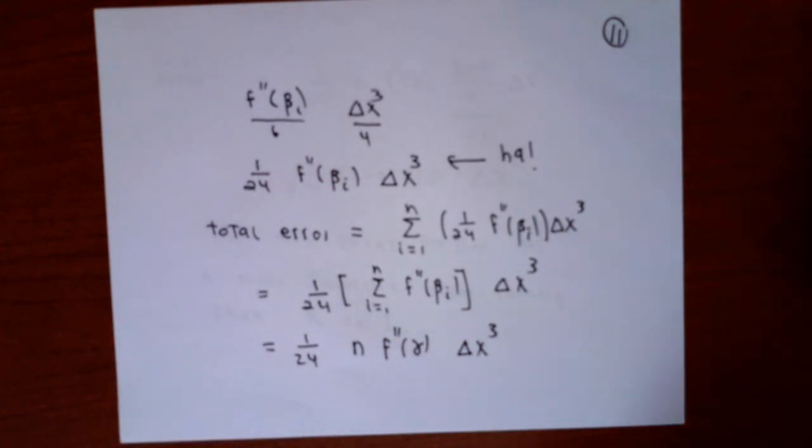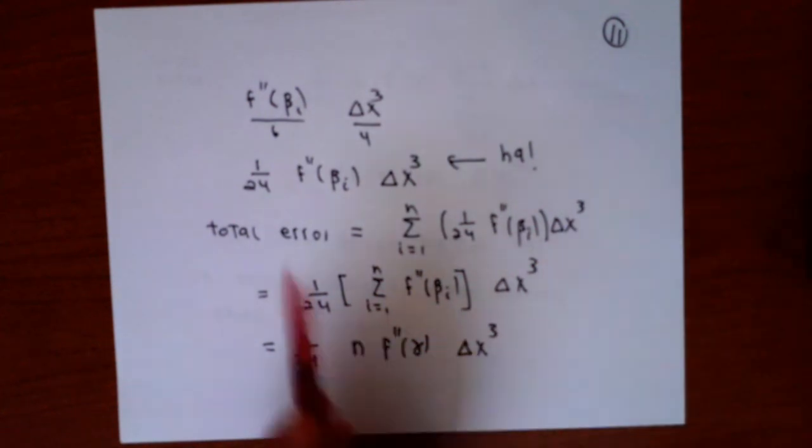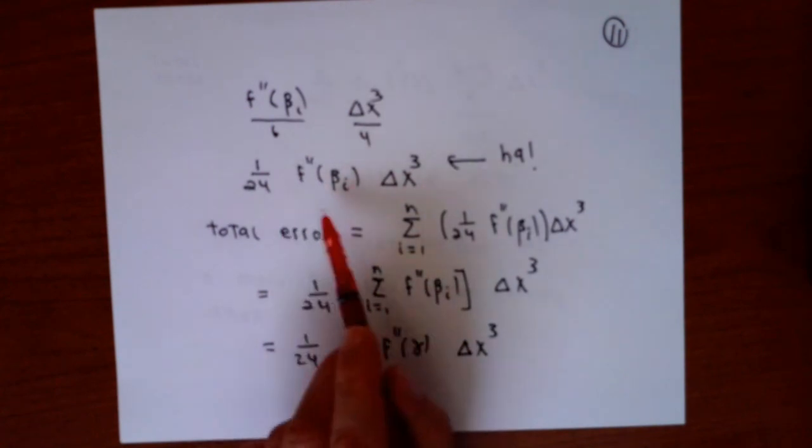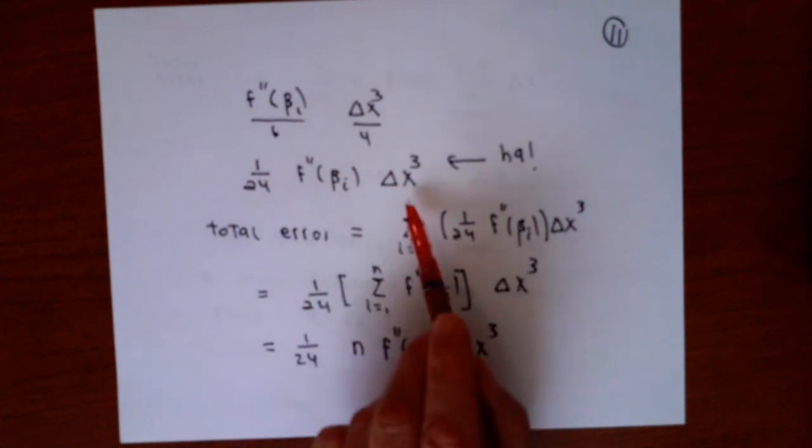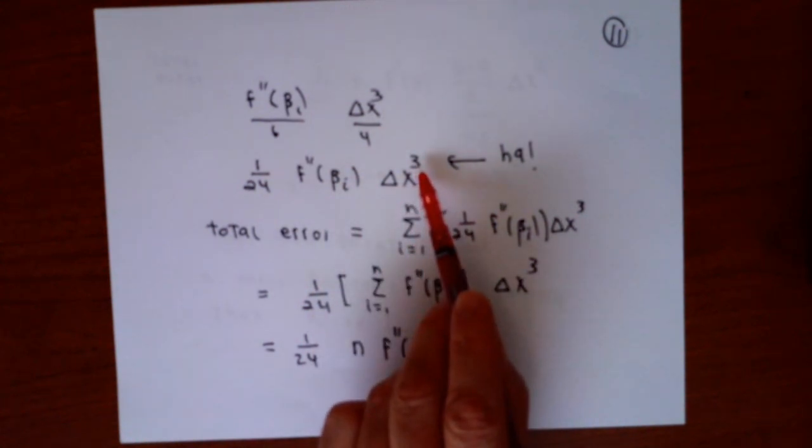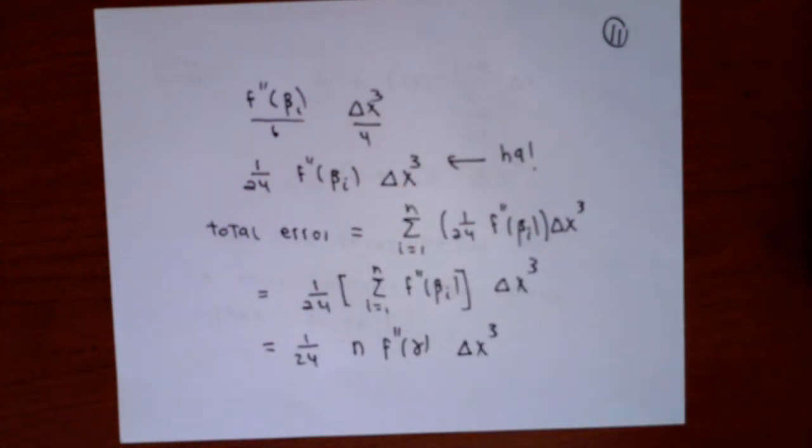Which means when the dust finally settles, the error, the calculus error, in using the midpoint rule, which is the same as using the midpoint rule plus an extra point, turns out to be 1 over 24 times the second derivative of f at beta I times delta x cubed. And see, that's why this is doing this thing.